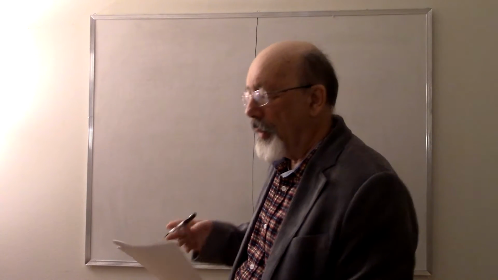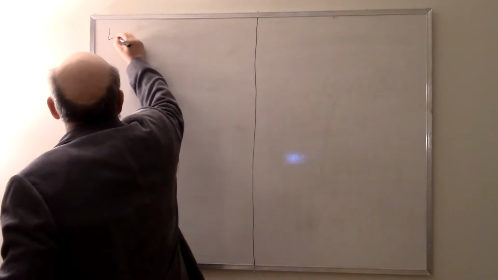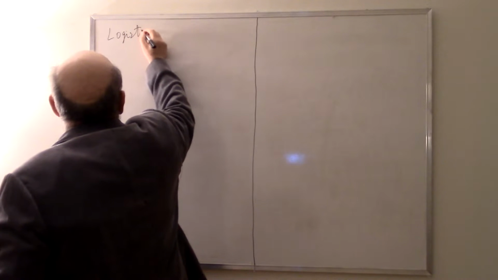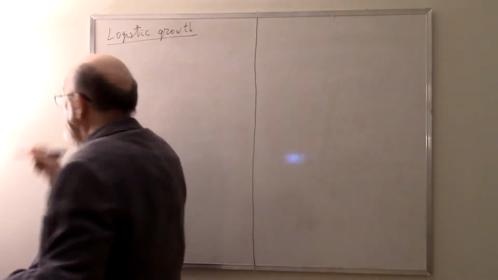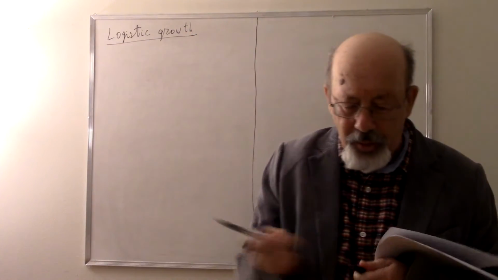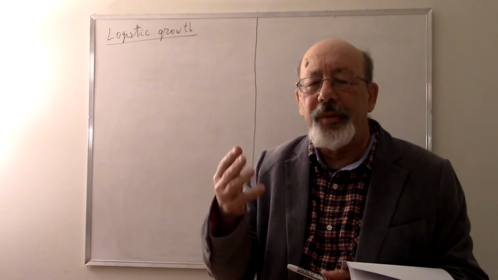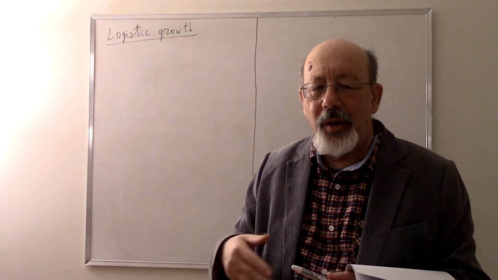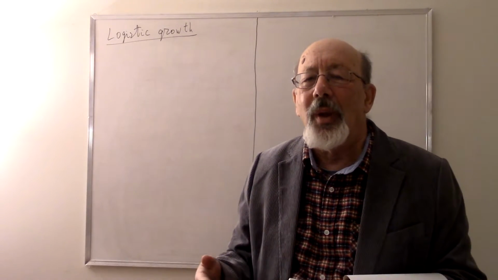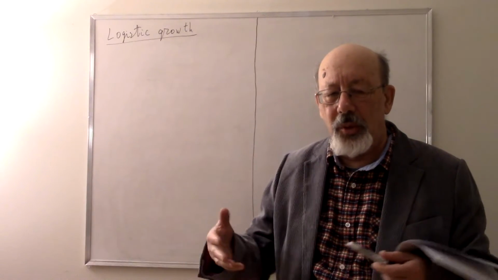Let's continue with nonlinear models. The first is what is called logistic growth. It is about population growth. So if you have some population, say people or microbes or viruses and so on, put in some substrate which permits them to grow.